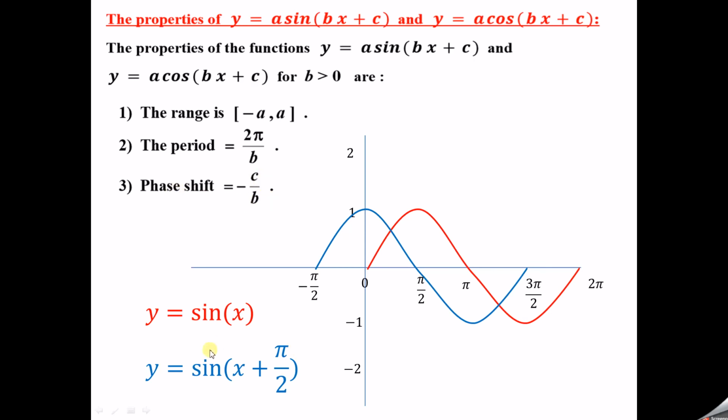That means to get this sin x plus pi by 2, you have to shift this red colored curve, that is the sin x curve, to the left hand side by pi by 2 distance, because the phase shift is minus c by b and the c value is pi by 2. So minus pi by 2, and the b value is 1, the x coefficient. So minus pi by 2 is the phase shift. So you just have to shift the y equal to sin x curve, the red color curve, to the left side a distance of pi by 2.